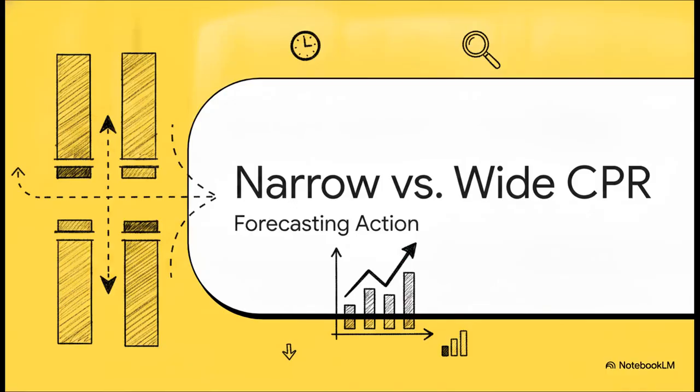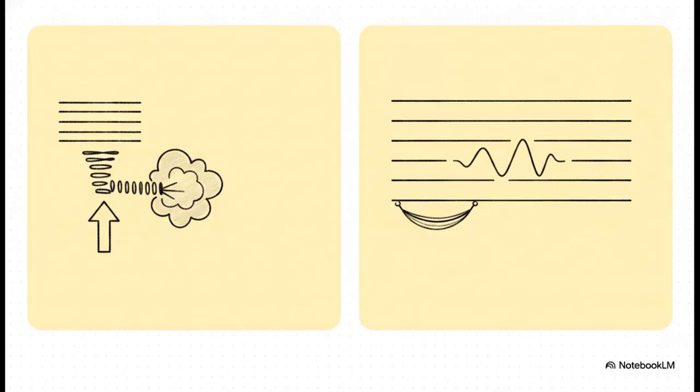Section 4. Narrow versus wide CPR. The width of the CPR range is hands down your ultimate secret weapon for forecasting how the market's going to behave before it even opens. And this brilliantly illustrates the whole dynamic. When those 3 lines of the CPR are tightly packed together, a narrow CPR, it means price was heavily compressed the day before. It's like a coiled spring.